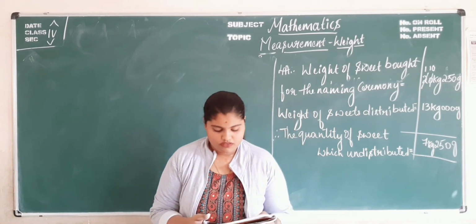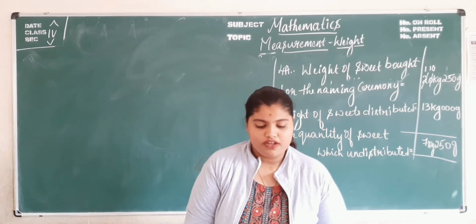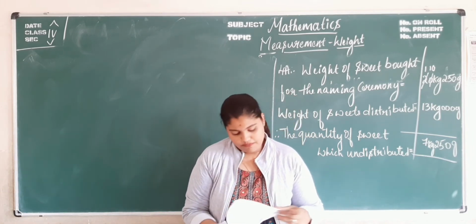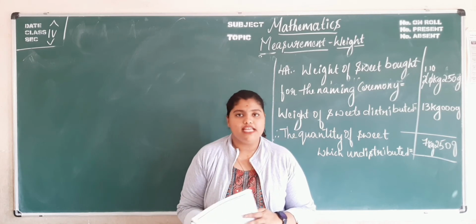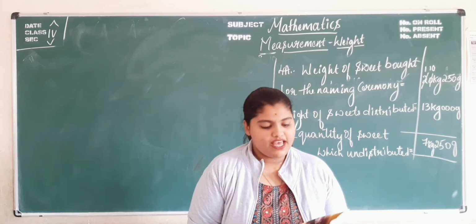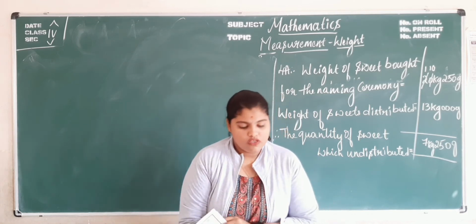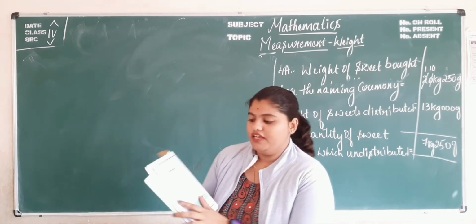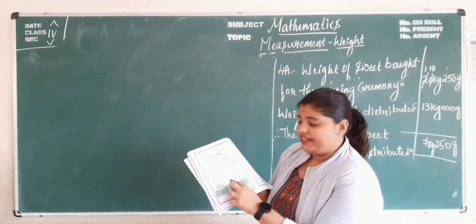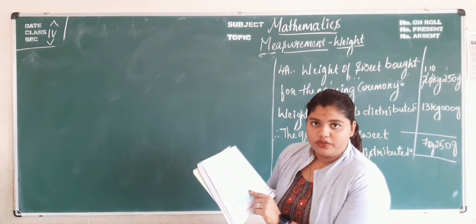Next, there is one open page number 55. They have given estimated weight and accurate weight. In page number 56 under exercise 12.4, you can see they have given 3 columns. In the first column, objects are given. In the next column, estimated weight, and here accurate weight.